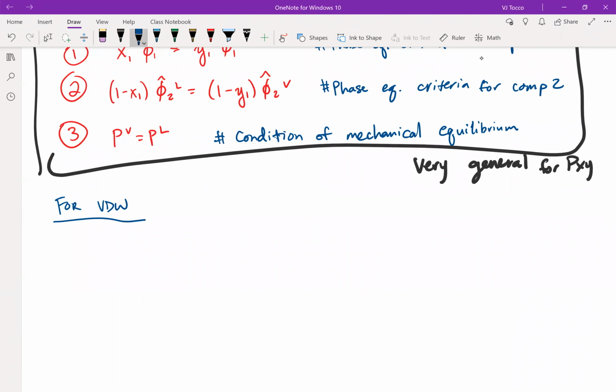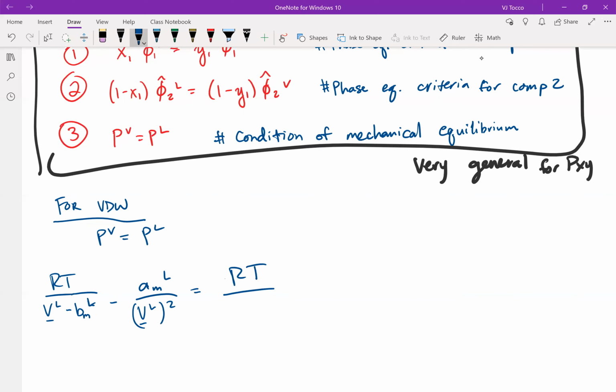would mean that if I wrote both things, I've got RT over V under bar L minus BML, minus AML over V under bar L squared, is equal to RT over V under bar V minus BM of the vapor, minus AM V over V under bar V squared. All right, so it looks like just by solving this one equation, PV is equal to PL.